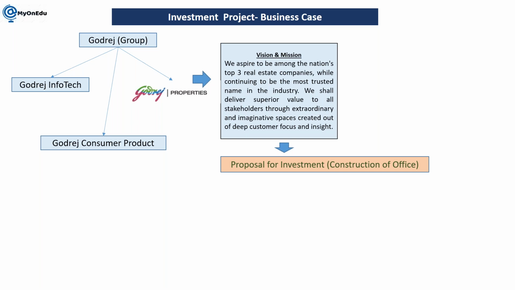For example, if I'm saying here, we aspire to be among the nation's top 3 real estate companies, then tomorrow Godrej Properties will not start working in manufacturing. It does not fit their vision and mission. So that is very important. Whatever act, whatever project, whatever work they are doing on the ground, it has to be aligned with the vision and mission of the organization. And to align that work, they have strategic rules.